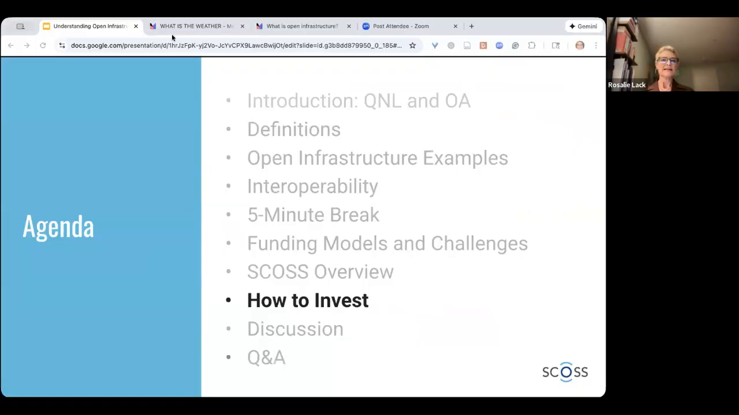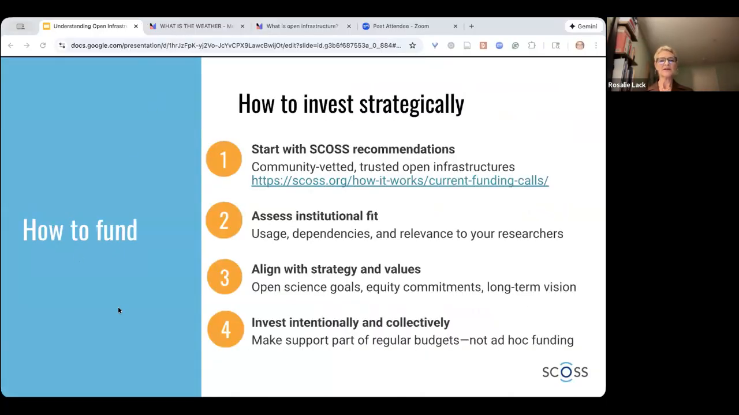So the idea is that I'm working up to my case that we need investment. Not we SCOSS, but the open science ecosystem needs to be supported. Even though these open infrastructures are free at the point of use, they are not free to operate. So the goal of SCOSS is to help to normalize this funding process.